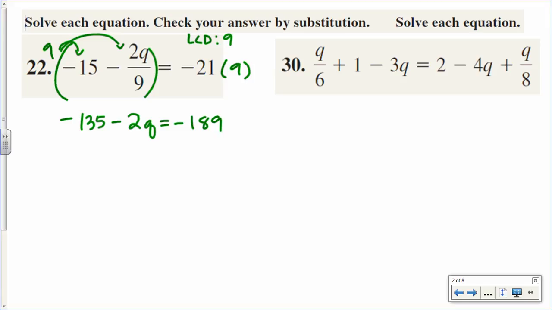Now we can solve this. What should I do? Add 135. So negative 189 plus 135 is negative 54. Divide by negative 2. Q equals positive 27. Be careful with your positives and negatives. It does say check your answer by substitution.